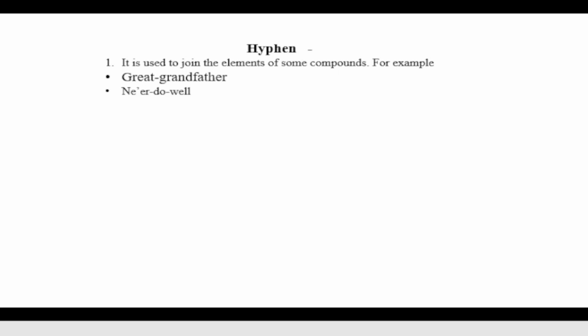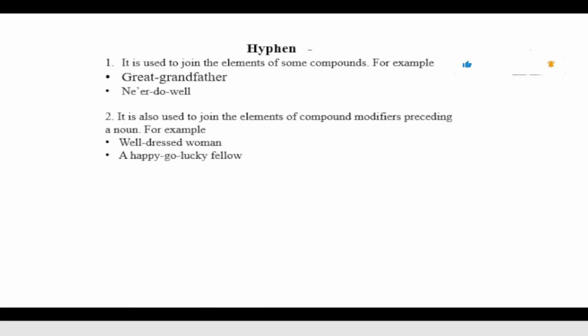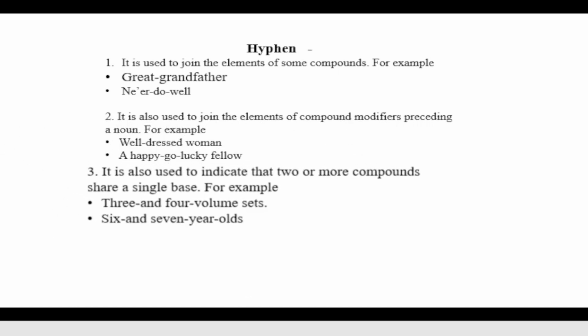Hyphen. 1. It is used to join the elements of some compounds. For example, great-grandfather, ne'er-do-well. 2. It is also used to join the elements of compound modifiers preceding a noun. For example, well-dressed woman, a happy-go-lucky fellow.